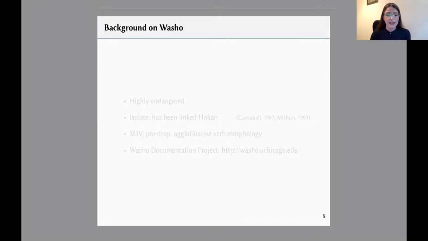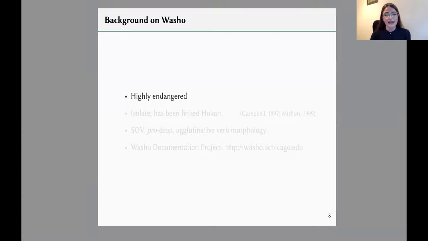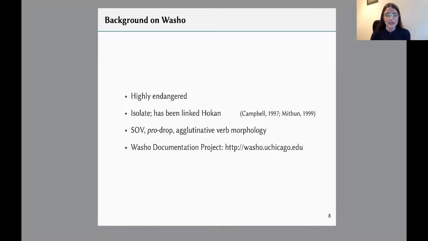So Washoe is a highly endangered language, and it's an isolate, though it's been linked to the proposed Hokan group. It's an SOV language with pro-drop and an agglutinative verb morphology. And this project is part of a larger documentation project that's spearheaded at the University of Chicago.